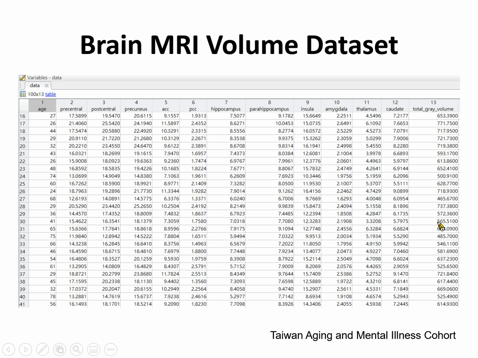Okay, so the data we will practice with today is from the Taiwan Aging and Mental Illness cohort. This is the cohort that Dr. Tsai at the Taipei Veterans General Hospital and I have collected and studied in the past 8 years.